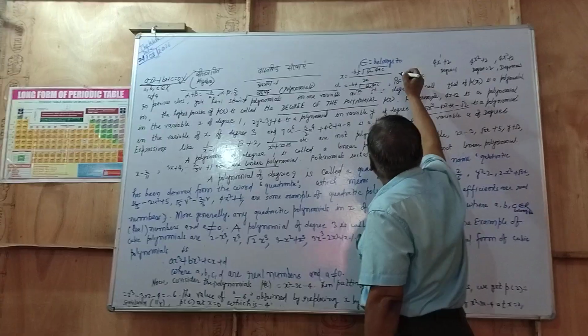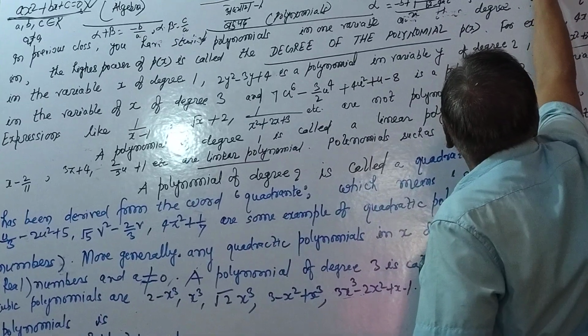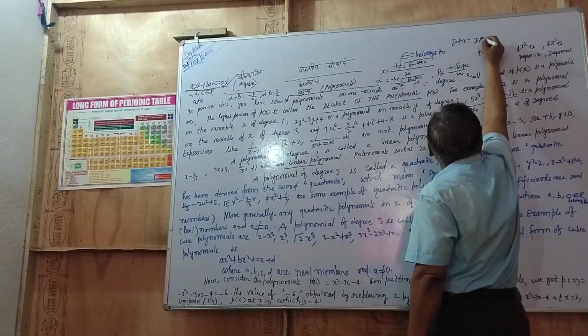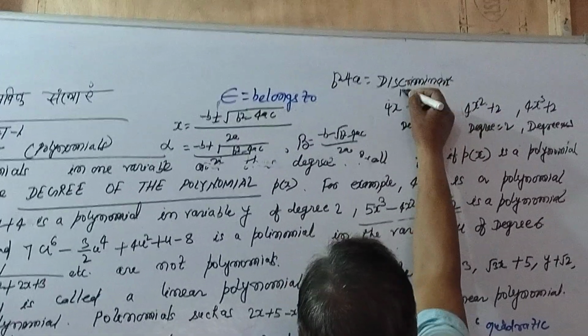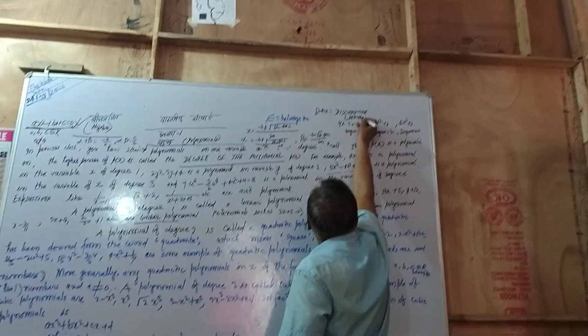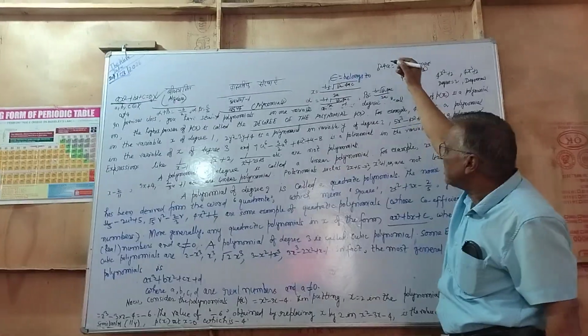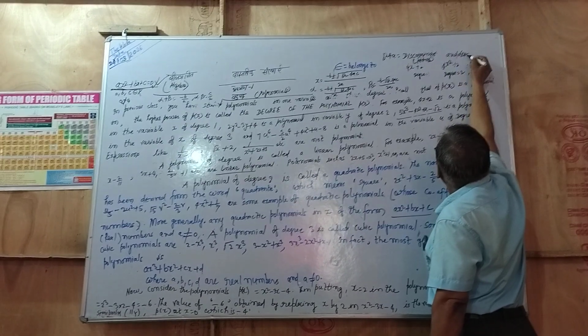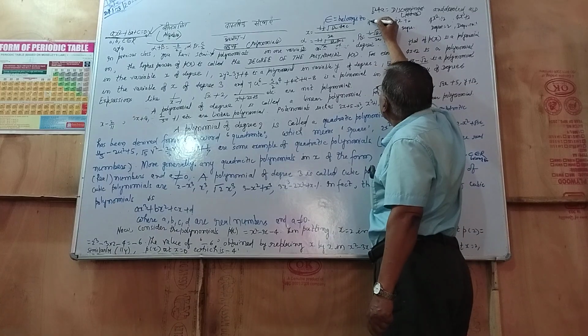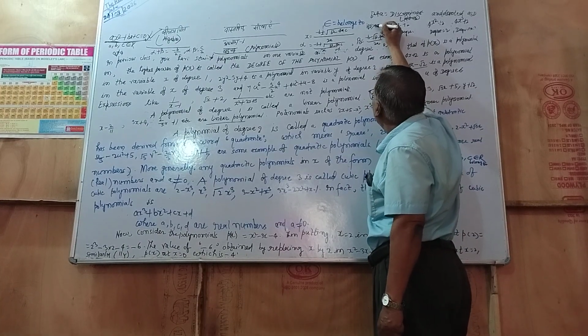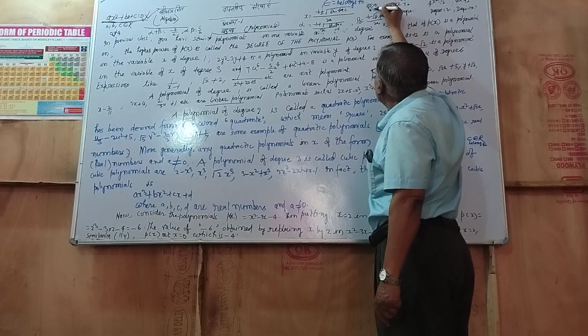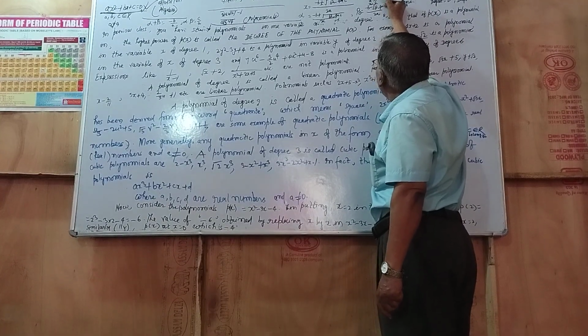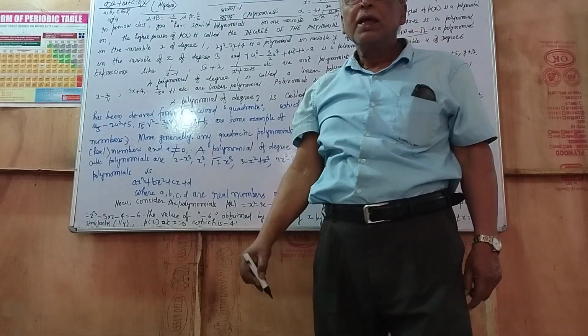And this b square minus 4ac is called the discriminant. In Hindi it is called विवेचक, and it is denoted as D. If D is greater than 0, D is equal to 0, or D is less than 0, then on this basis its roots will depend.